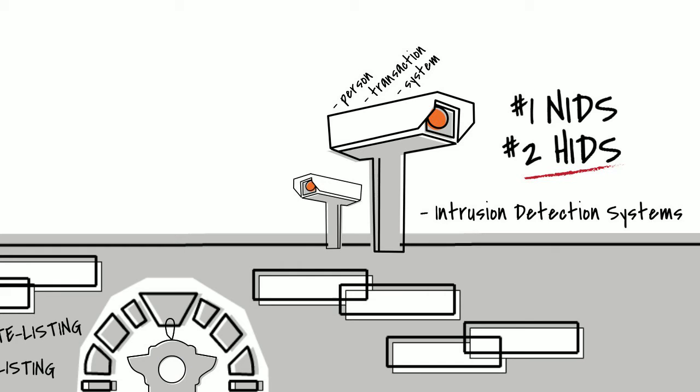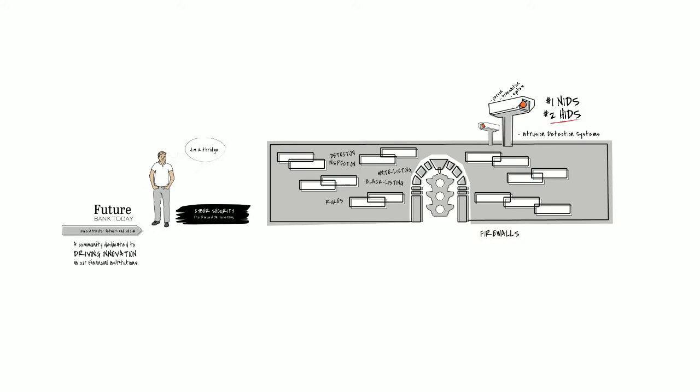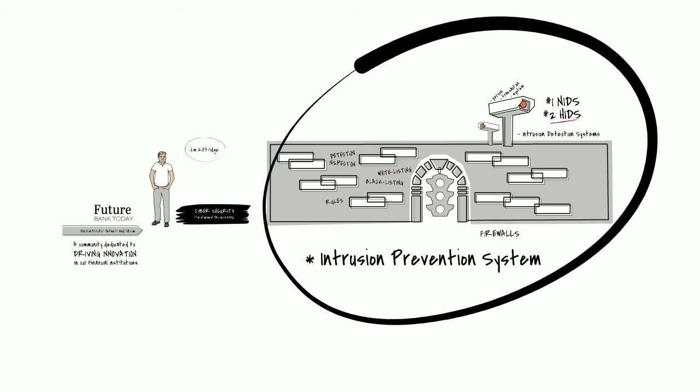And thirdly, and much more recently, cybersecurity has progressed to include a third model, which is called an intrusion prevention system. The best way to describe it is think of an intrusion prevention system as a combination of firewalls and intrusion detection systems, where they combine the best attributes of both of those methodologies.